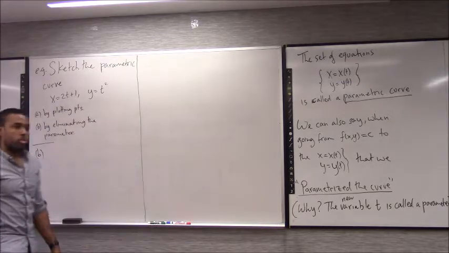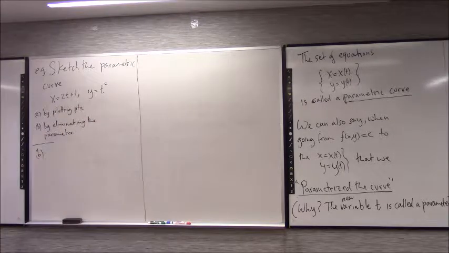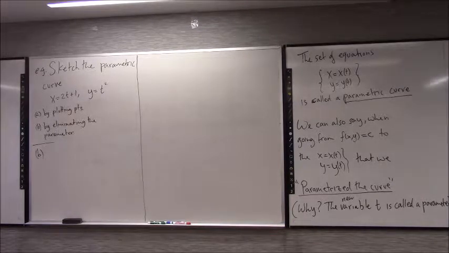How do you think you can go about that? How would you eliminate the parameter? Get the t out. Yeah? You could do t equals the square root of y, and then put the square root of y in for t in the x function. Exactly. One way is you can solve for t in both sides.